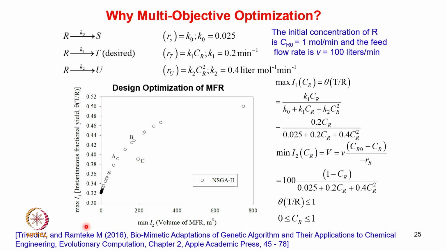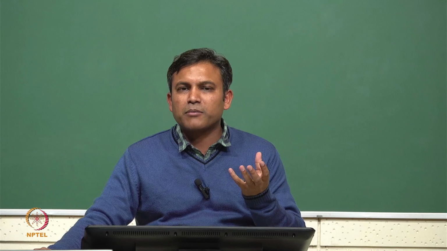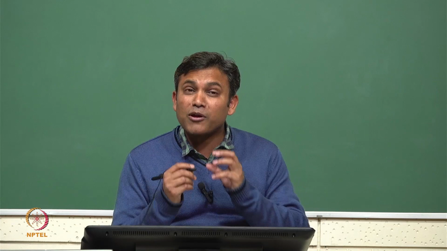Now let's look at the last concept of today's class. The last concept is multi-objective optimization. Typically, when we are doing the optimization of process applications, flowsheet optimization, or even the optimization of individual units, typically individual units have multiple objectives present.